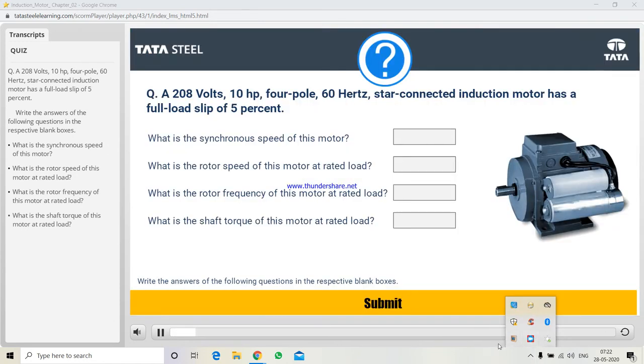Question. A 208 volts, 10 horsepower, 4-pole, 60 Hz star connected induction motor has a full load slip of 5%. Write the answers of the following questions in the respective blank boxes. What is the synchronous speed of this motor? What is the rotor speed of this motor at rated load? What is the rotor frequency of this motor at rated load? What is the shaft torque of this motor at rated load?